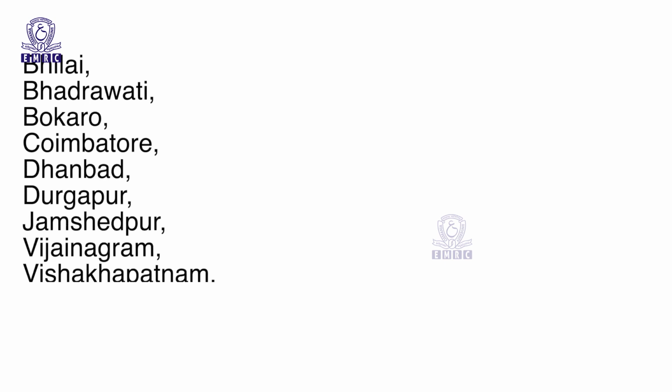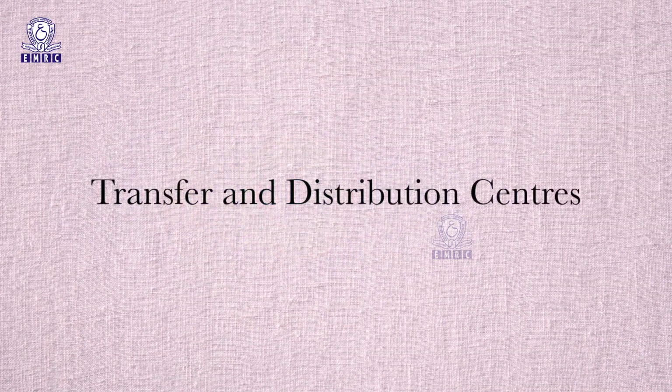Production centers. The urban places which have manufacturing industries are included in the category of manufacturing cities or the production centers. Bhilai, Bhadravati, Bokaro, Coimbatore, Dhanbad, Durgapur, Jamshedpur, Vijayanagaram, Vishakhapatnam, etc. are some of the important manufacturing centers of India. Transfer and distribution centers. The main functions performed at the transfer centers are trade, commerce, and service. These categories include several categories of towns. The most important commercial centers are Mumbai, Kolkata, Chennai, Ahmedabad, Gwalior, Indore, Ludhiana, Muzaffarpur, Phagwara, Surat, etc.